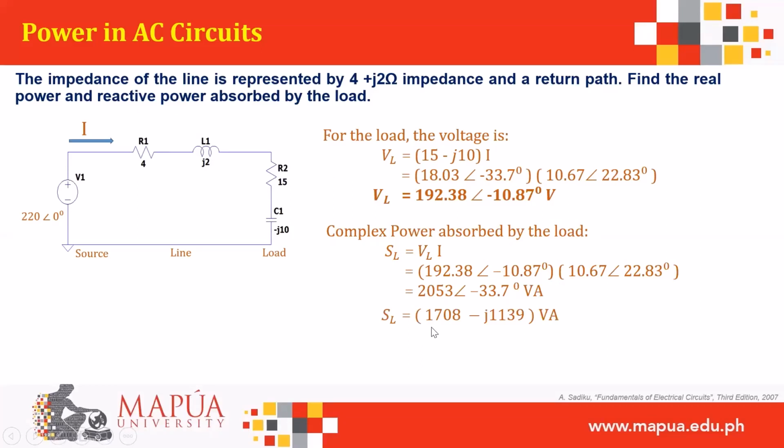So 1,708 minus j1,139 volt-ampere. So our real power is this one, the real part, 1,708 watts. And for the reactive power, we have the 1,139 VARs.